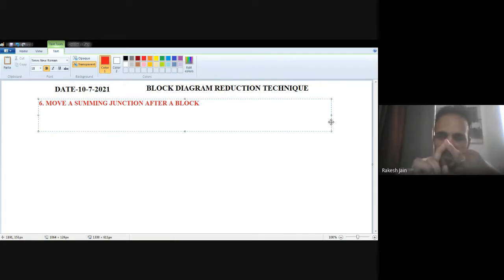Similarly, the third thing which is always available in any block diagram reduction technique is the summing junction. So you can move the summing junction also after a block and before a block. So how will it be possible? You will see this one. Whenever you wish to move the summing junction before a block or after a block, then remember one thing, like this one.